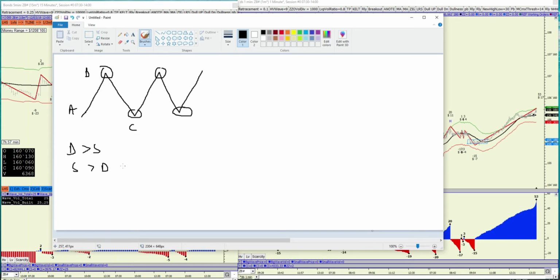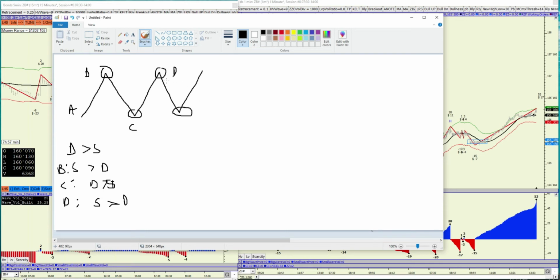At C, demand at that point, demand is greater than supply. That's the only way the turn can happen. At D, supply has to be greater than demand. Only way that turn can happen is for that shift. Alright?